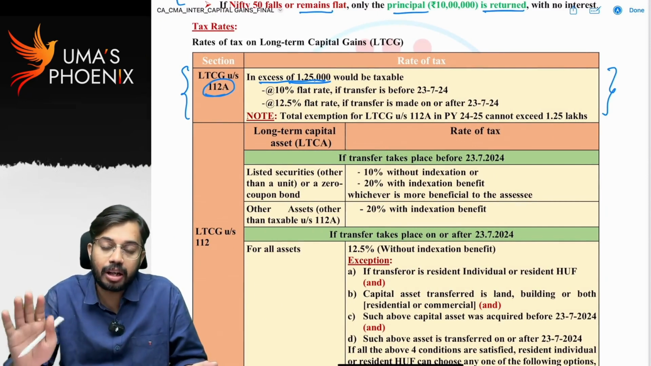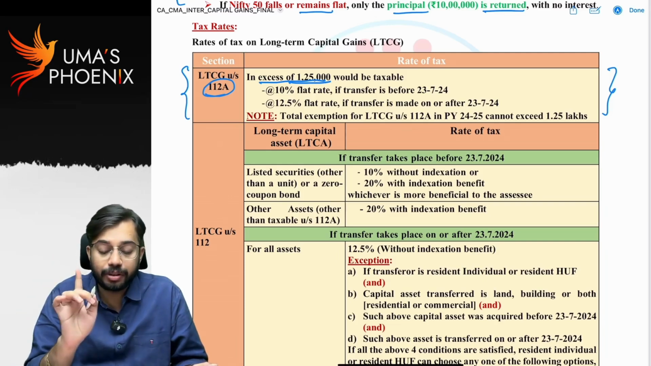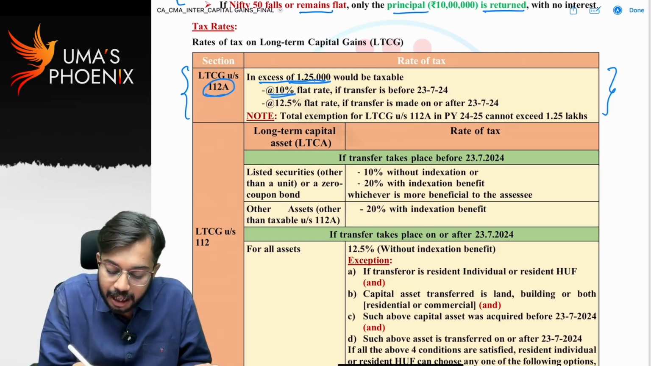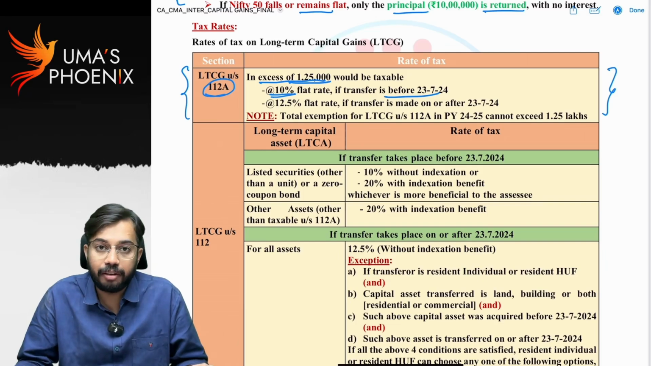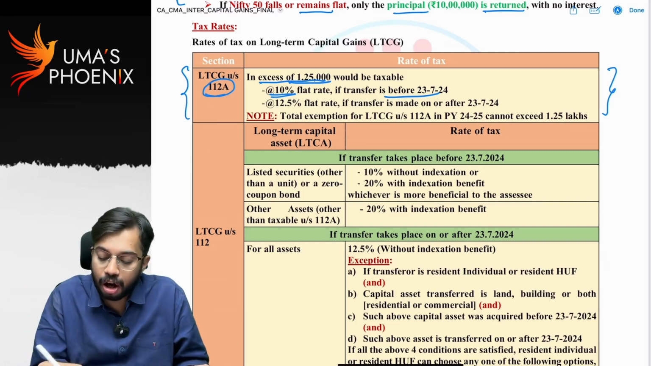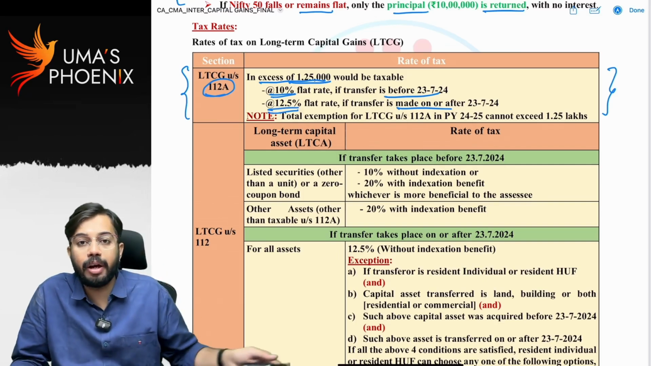So in excess of 1,25,000, that means long-term capital gain under section 112A up to rupees 1,25,000 is not taxable. Up to rupees 1,25,000, it is fully exempt. Greater than 1,25,000, the applicable tax rate is 10% if the transfer is before 23rd July 2024. If the transfer is made on or after 23rd July 2024, the tax rate applicable is 12.5%.